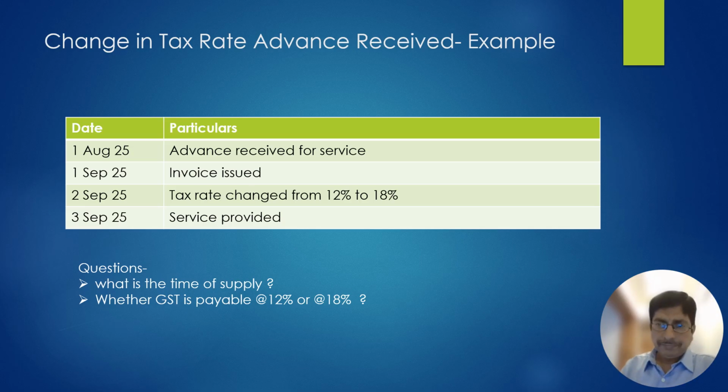Now there is an example. Let's see this example. On 1st August, in case of services, you received the advance. On 1st September the invoice is raised. On 2nd September the rate changed from 12% to 18%. GST rate change. This is just a hypothetical example for the purpose of understanding the concept of change in rate. What is the time of supply? On 3rd September the service is provided. So the 2 events, that is receipt of consideration and the issue of invoice, are before the rate change. Therefore the old rate of 12% is applied.